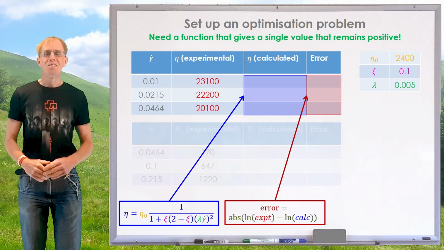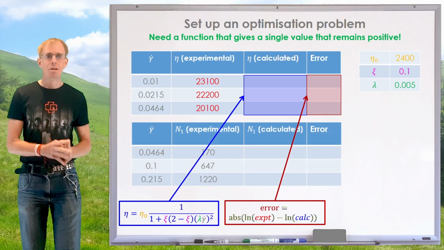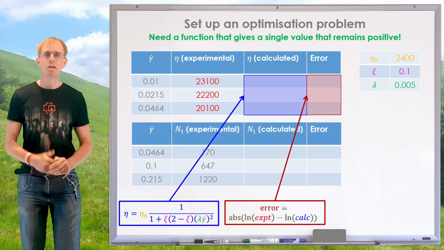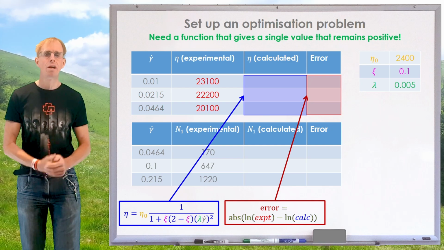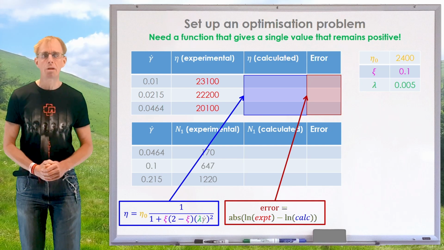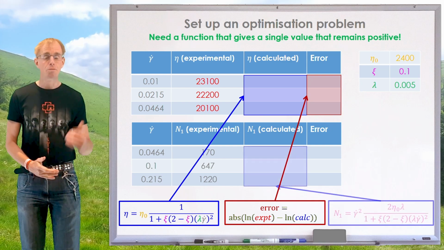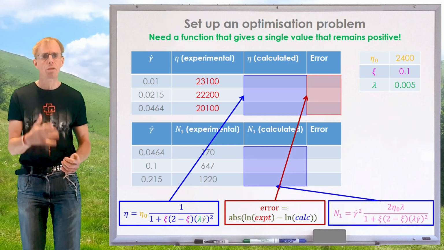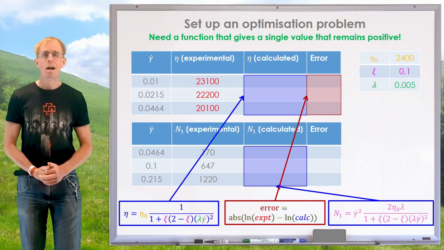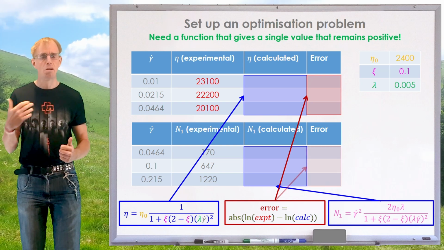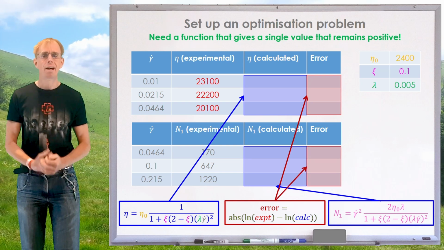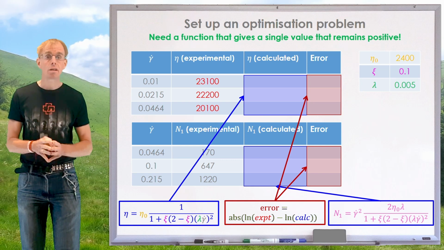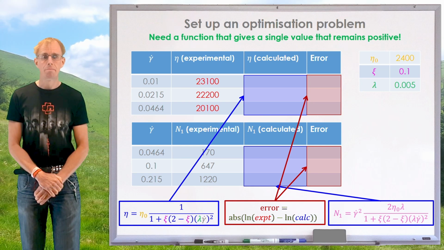Okay, so we can do exactly the same thing with my normal stress data. I'm going to list out my shear rates, I'm going to list out my experimental values of N1, I'm then going to calculate values of N1, and I can do that because PTT gives me an expression for N1. Well, it gave me an expression for psi1 that I can then convert into N1. And then I'm going to work out the difference between the experimentally measured values of N1 and the calculated values of N1 in exactly the same way that I did for the shear viscosity.